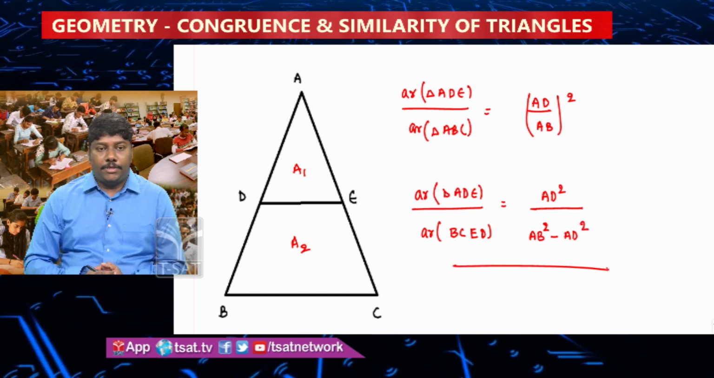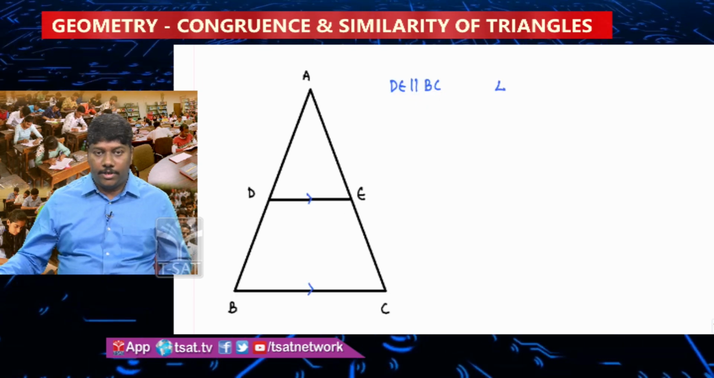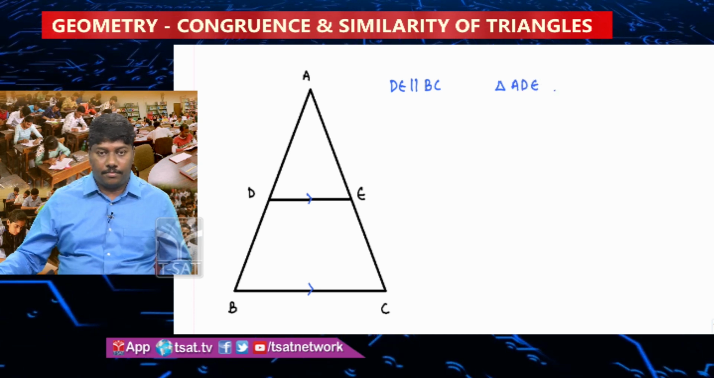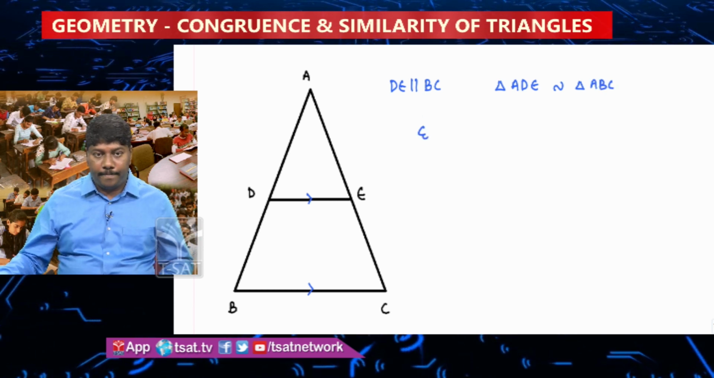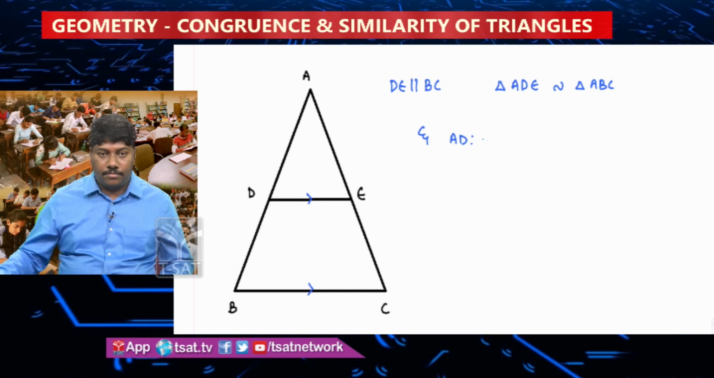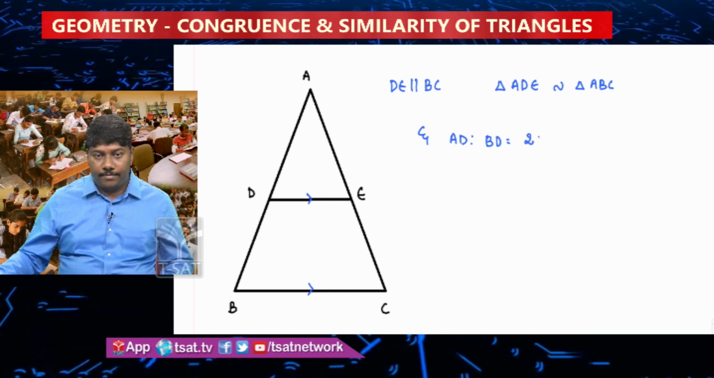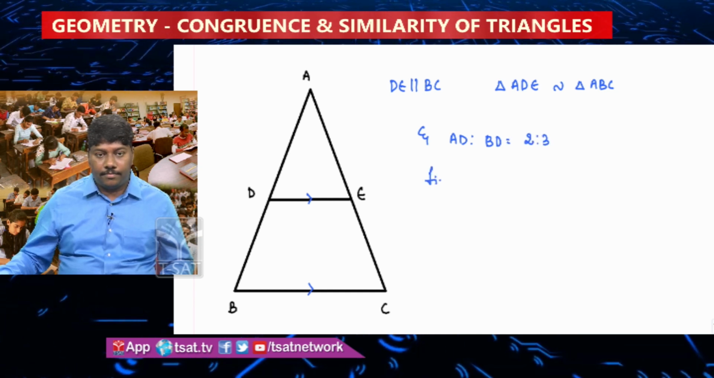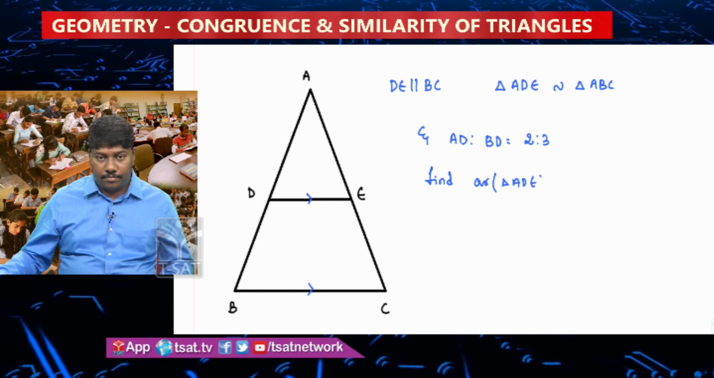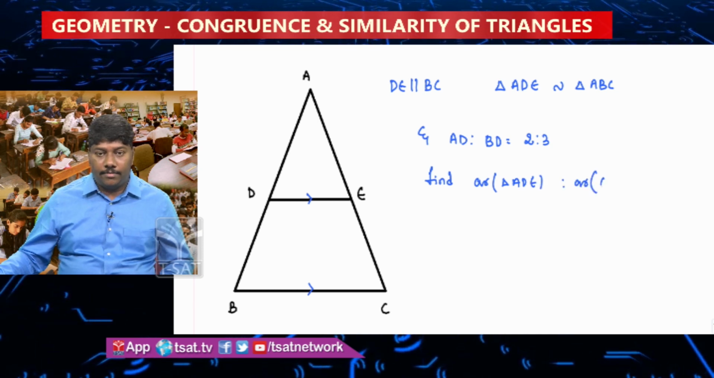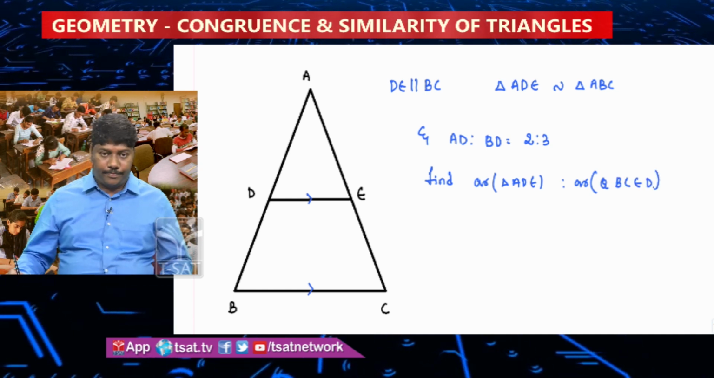Let me give it with an example so that you can understand better. The moment you say DE is parallel to BC, we know the triangle ADE is similar to triangle ABC, and I am giving AD to AB is 2:3. Find the area of triangle ADE by area of quadrilateral BCED, quadrilateral or trapezium.